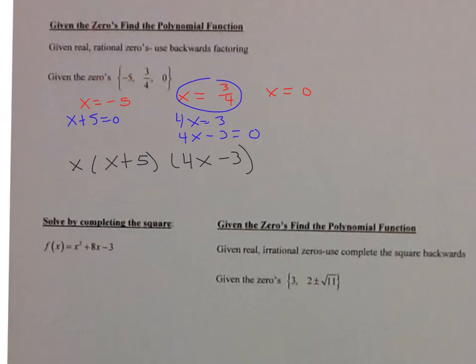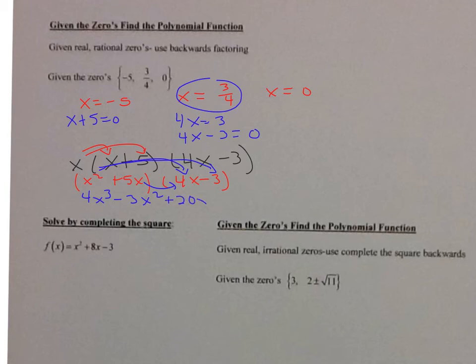Okay, so now I'm going to distribute. I'm going to multiply x times x to get x squared, and x times 5 is 5x. Now I have to multiply that times 4x minus 3. So we have x squared times 4x is 4x to the third power. x squared times -3 is -3x squared. 5x times 4 is positive 20x squared. And 5x times -3 is -15x.